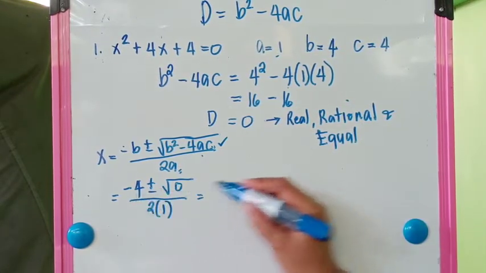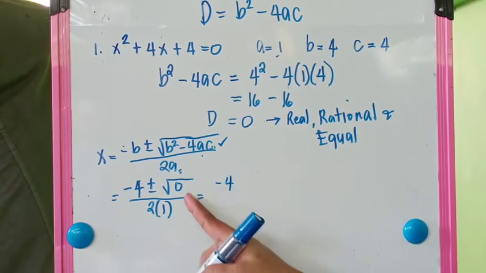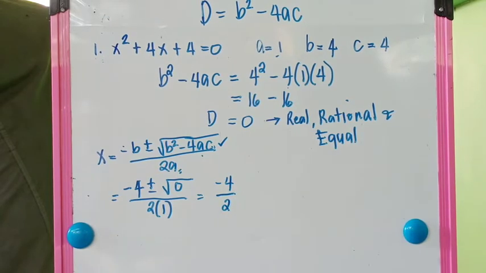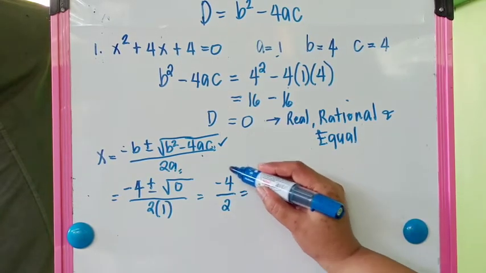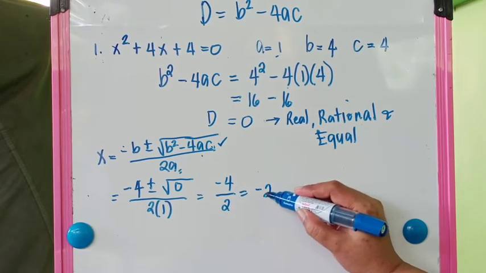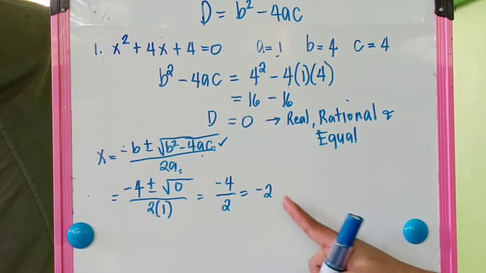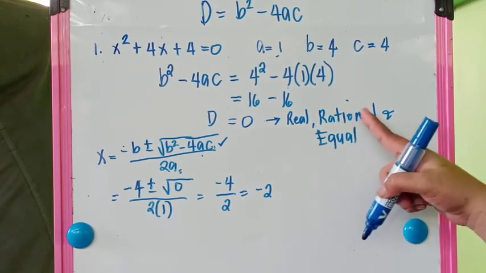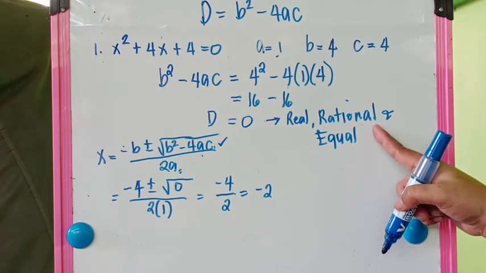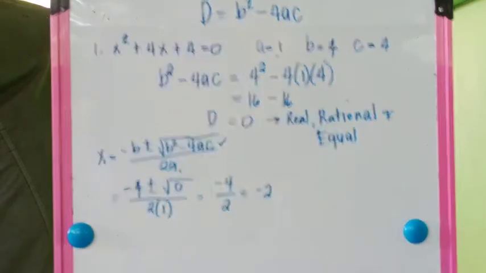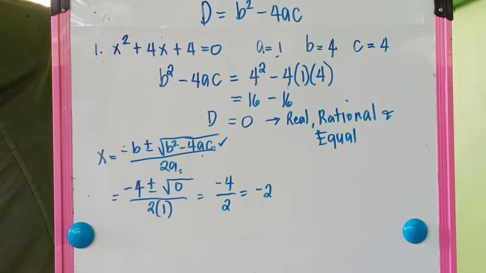So, we have now negative 4. Siyempre, the square root of 0 is 0 pa rin. Over 2 times 1 is 2. Then, if we are going to divide negative 4 by positive 2, the answer is negative 2. So, isn't it that negative 2 is a real number? It is also a rational number. And the values or the roots of the equation are negative 2 and negative 2.